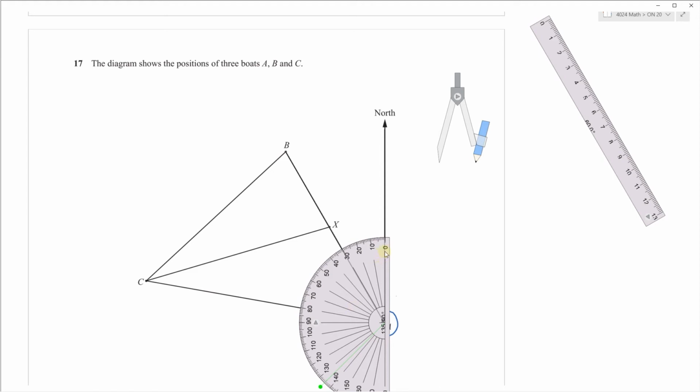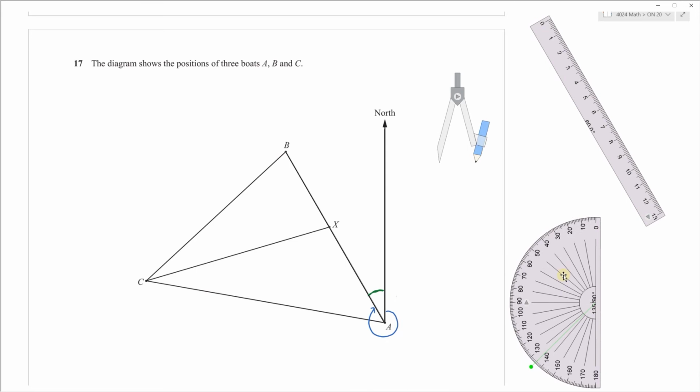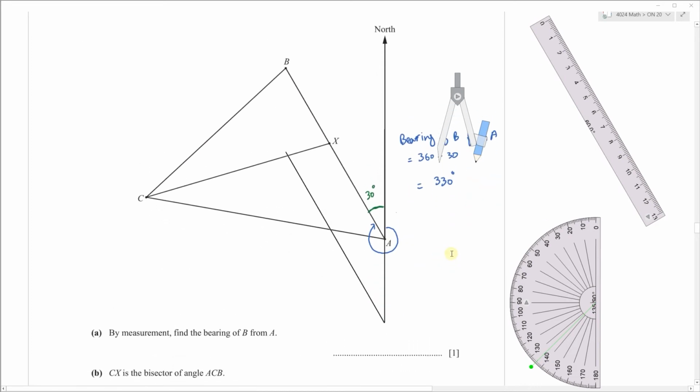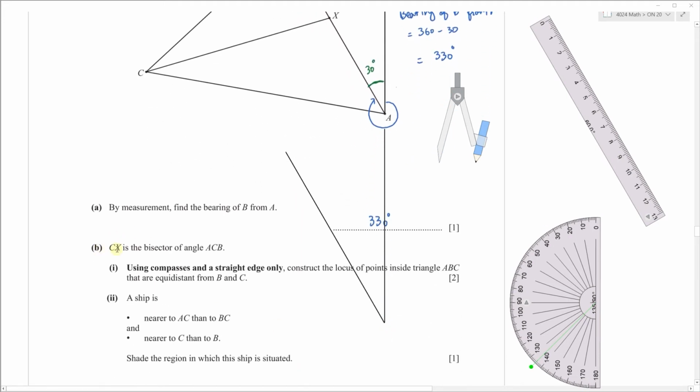So the green angle, this is 0 and this line here is passing through 30 degrees. So this angle here is 30 degrees. So your bearing of B from A will equal 360 minus 30, which is 330 degrees. So your answer here will be 330 degrees. So the next part is CX is the bisector of angle ACB.